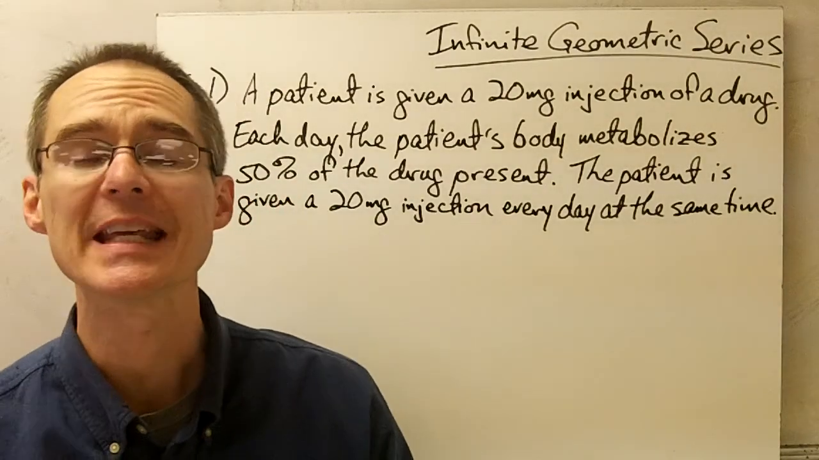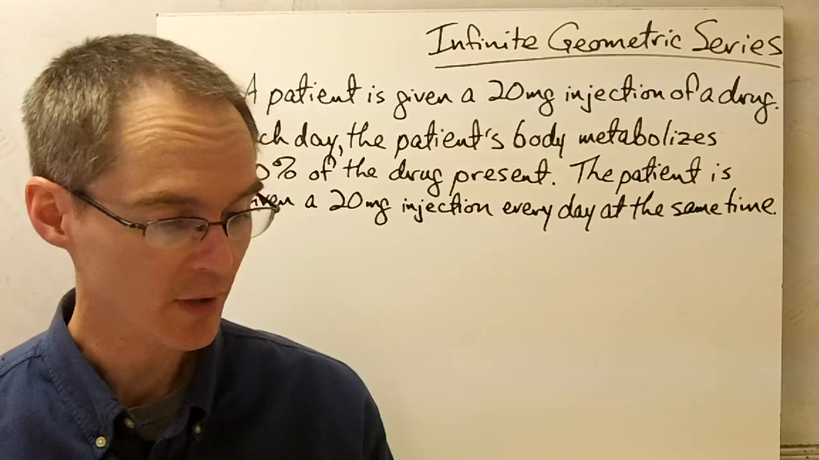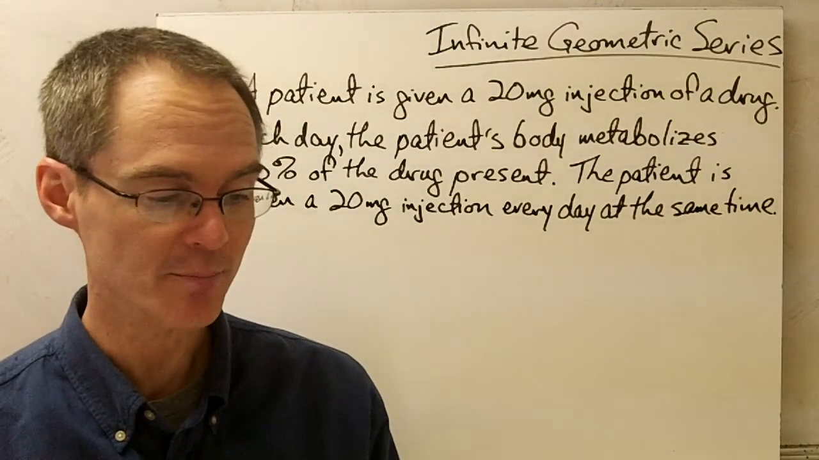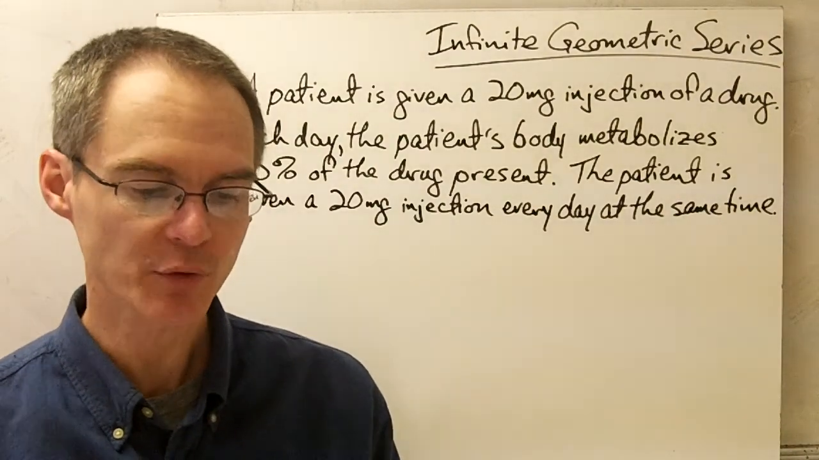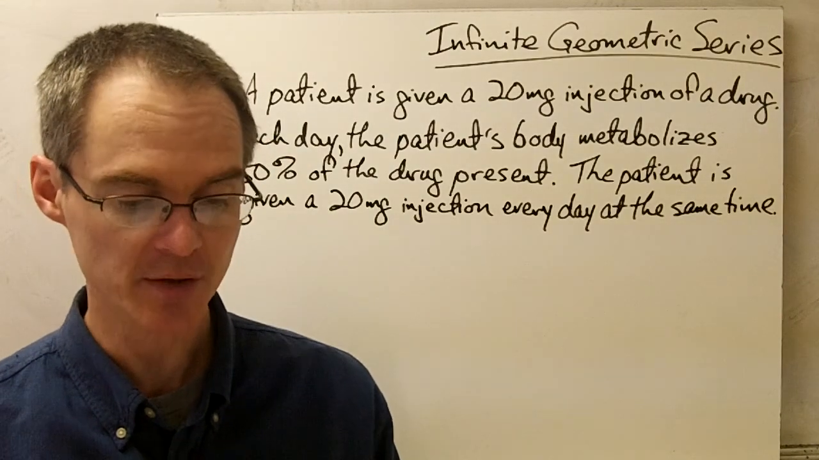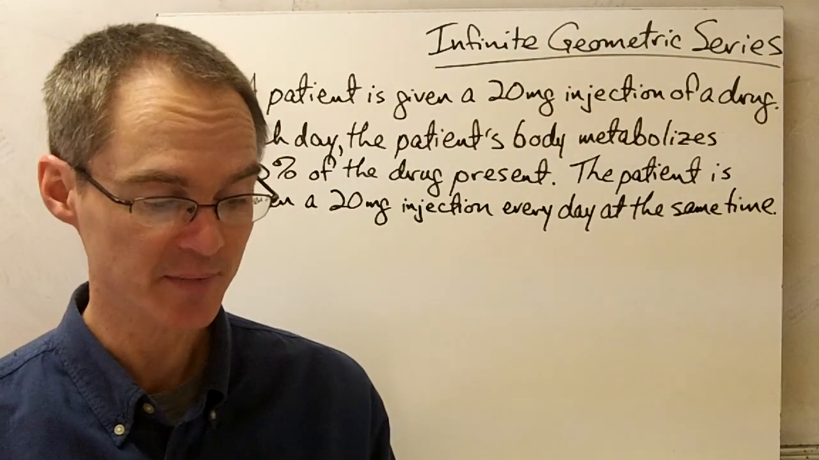Okay, this video is on infinite geometric series, and we're going to start with an example that we've seen before. A patient is given a 20 milligram injection of a therapeutic drug. Each day the patient's body metabolizes 50% of the drug present, so that after 1 day only 1/2 of the original amount remains, after 2 days only 1/4 remains, and so on. The patient is given a 20 milligram injection of the drug every day at the same time.